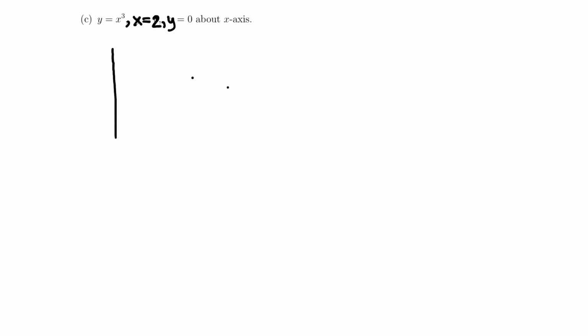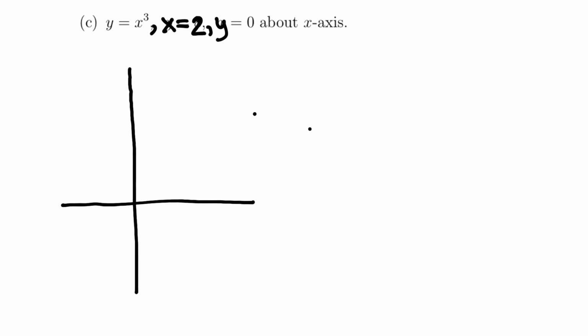So the very first thing is you want to picture what that region is. We are looking for y equals x cubed, x equals 2, y equals 0, and we want to go about the x-axis. So we'll do this example, and then we'll do one about the y-axis. Let's see. Y equals x cubed: 2 cubed is 8, 1 cubed is 1.